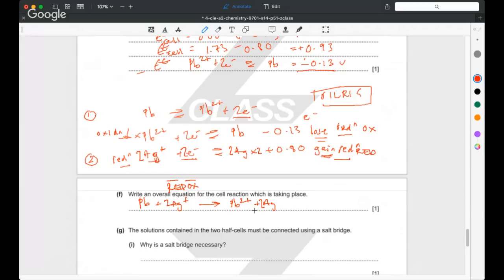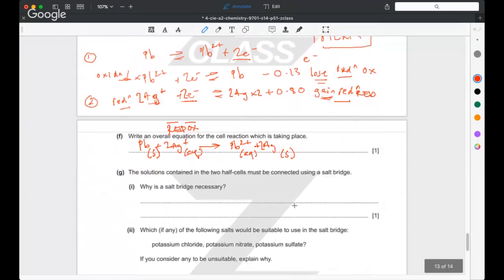And you should also just make sure you've done a good job there by including state symbols. So the lead is a solid electrode, and the silver ions are in solution, they're aqueous. And you end up with lead ions in solution, so they're aqueous, and the silver is deposited on its electrode, so the silver is solid silver metal. So we've written the overall equation for the reaction that's taking place. That's a redox equation, isn't it?